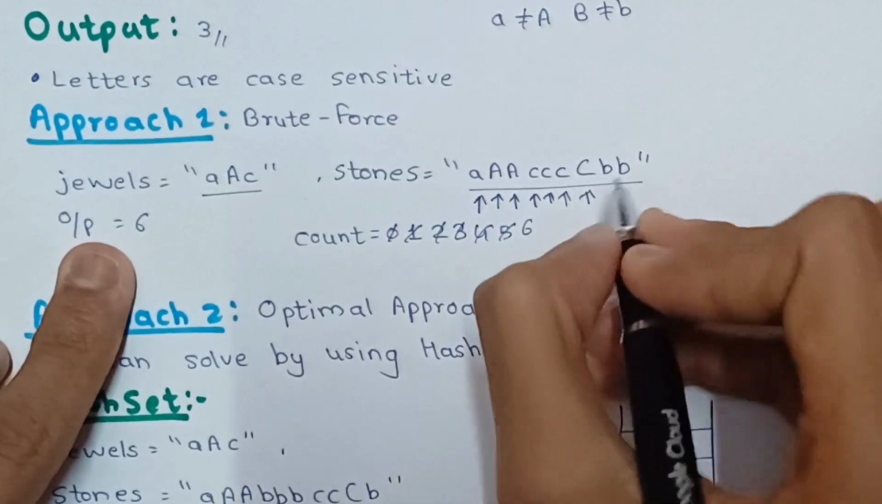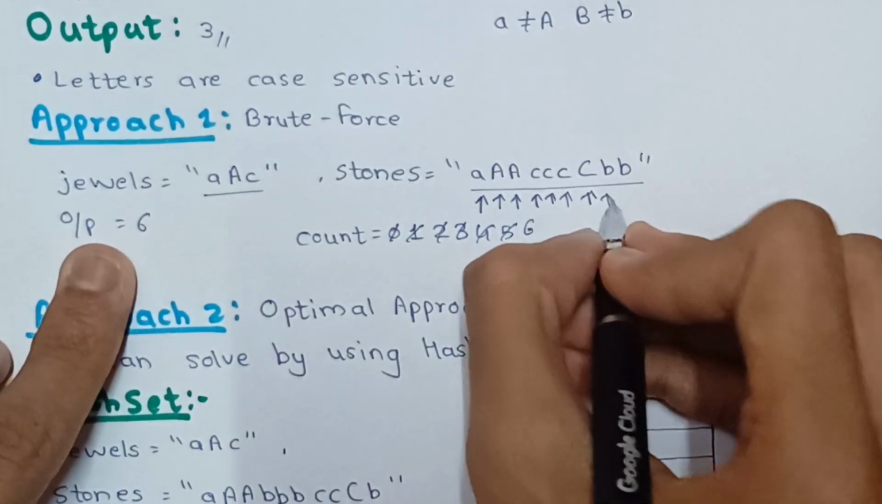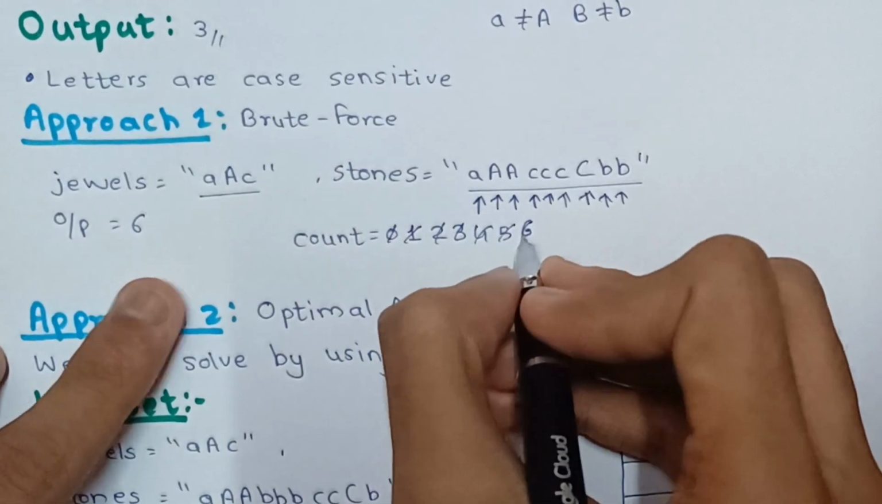Now this is a capital C. It is not found in the jewels string, so it will not be incremented, and b is also not incremented. So here the output is the count.